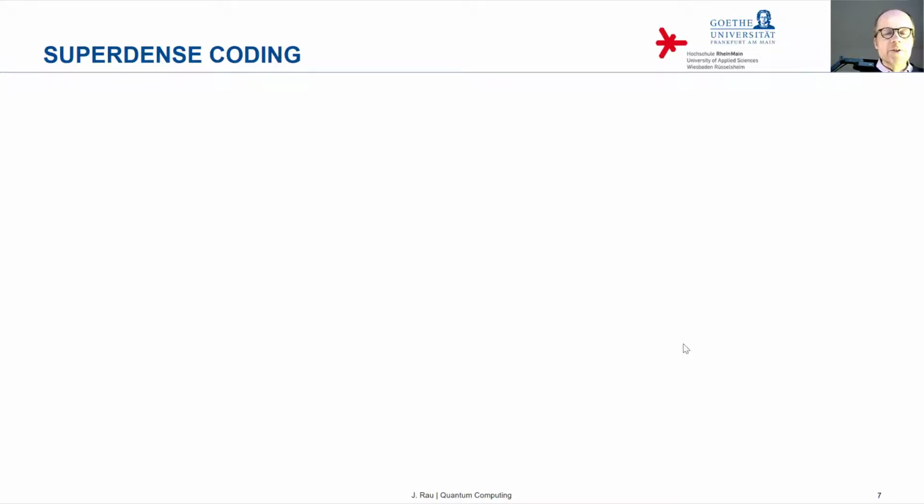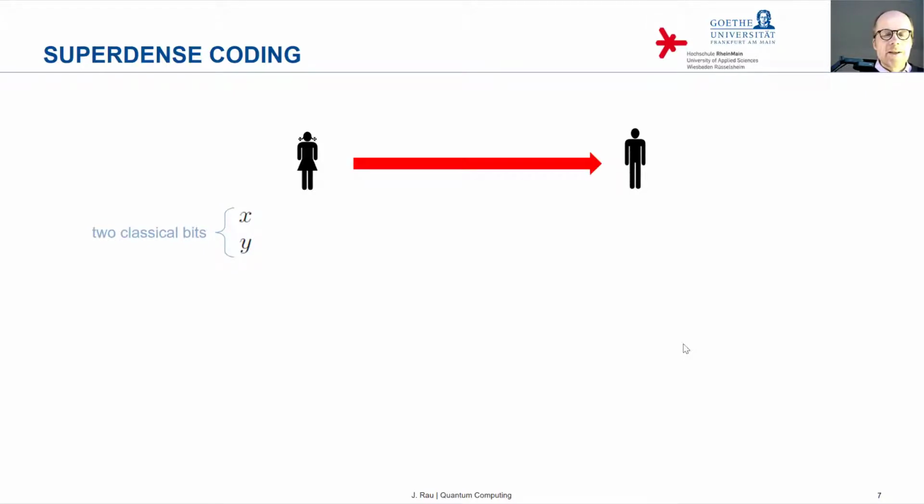Imagine the following situation. Imagine our familiar characters Alice and Bob. Imagine that Alice has two classical bits, X and Y, that she would like to send to Bob. Unfortunately, she can only use a quantum channel, and moreover, there's a restriction. She's only allowed to send one qubit, just a single qubit.